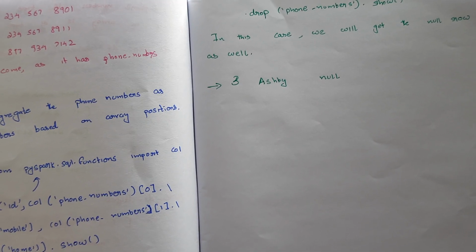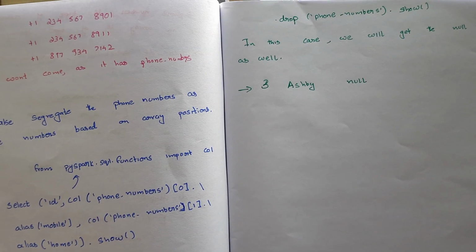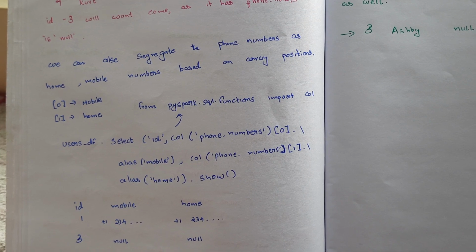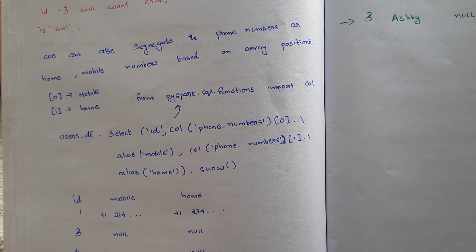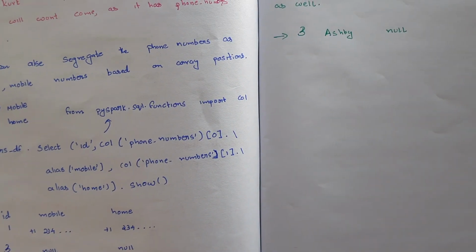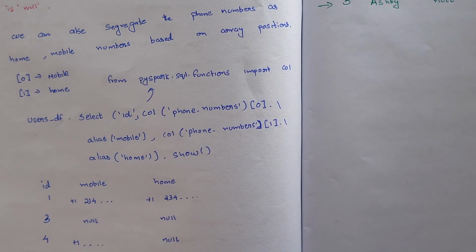So we have seen three ways to explode an array. One is using explode, another is explode_outer, and the other is to segregate based on the index values in a single row itself. So based on your use case and requirement, you can select any one of the approaches in your real-time use case.